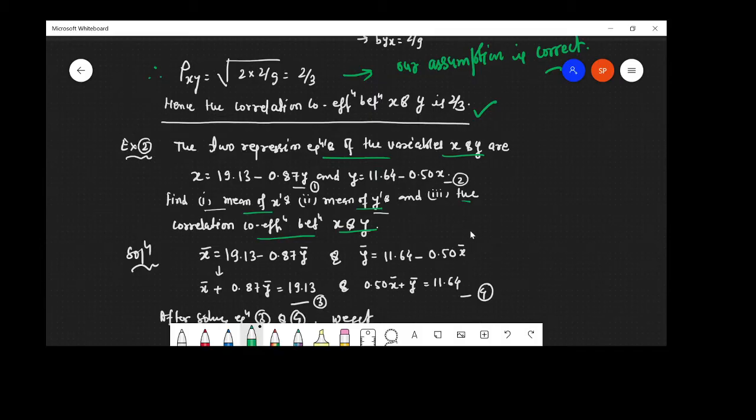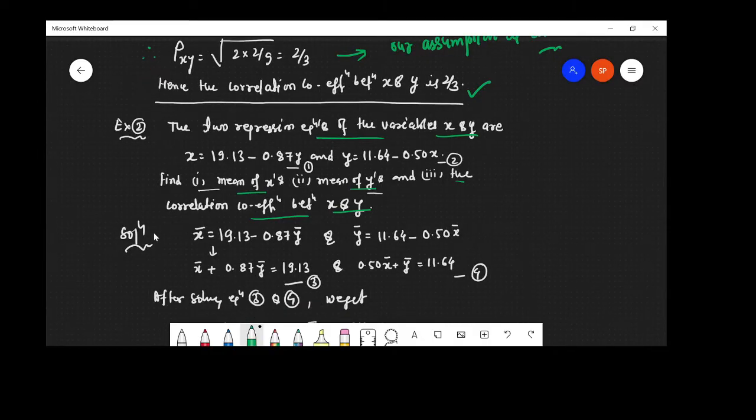So here the regression lines are given and we need to find the correlation coefficient. First we know that the means satisfy the regression lines. That's why we take the means in equation 1 and equation 2. We write x bar equal to 19.13 minus 0.87 y bar, and from equation 2, y bar equal to 11.64 minus 0.50 x bar.